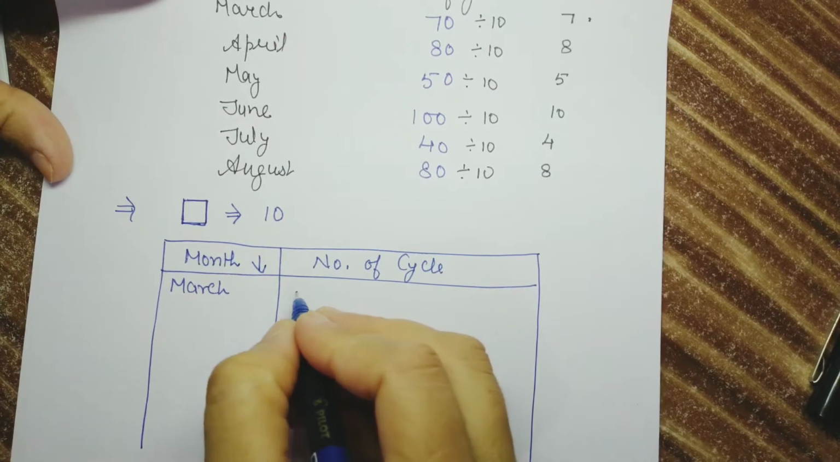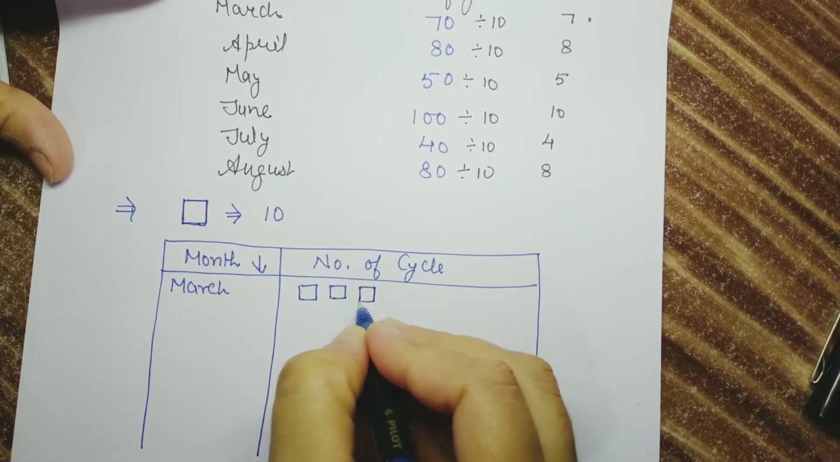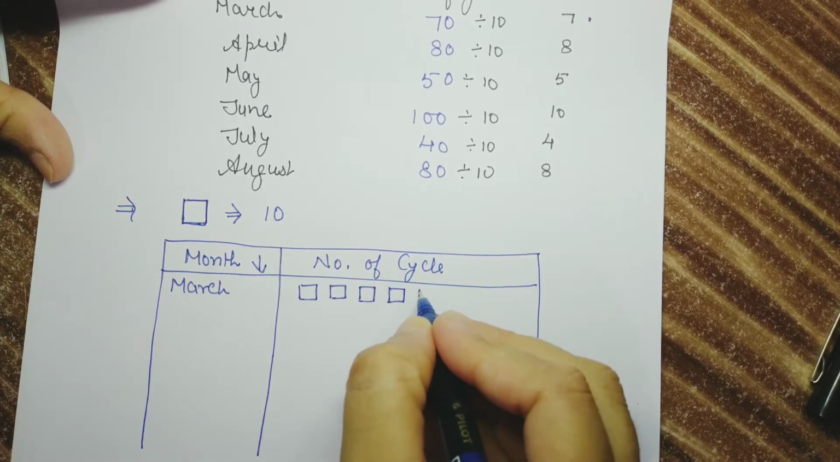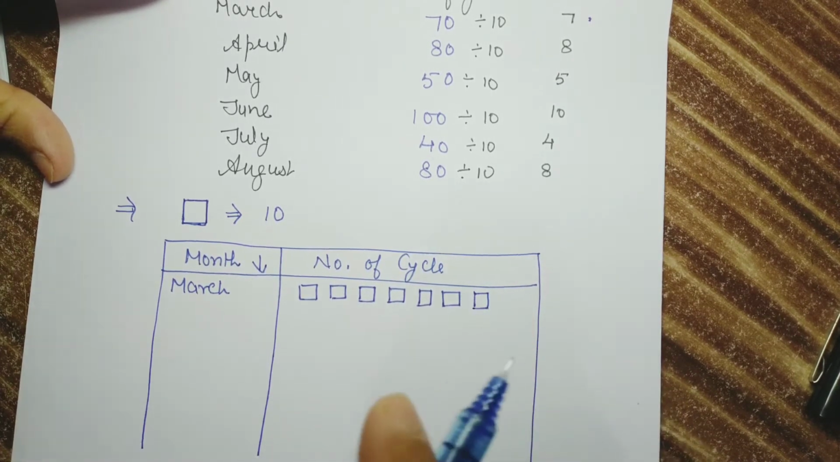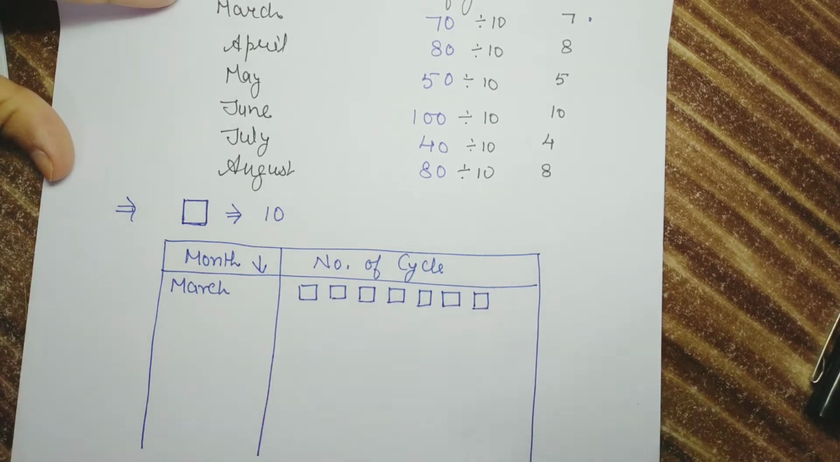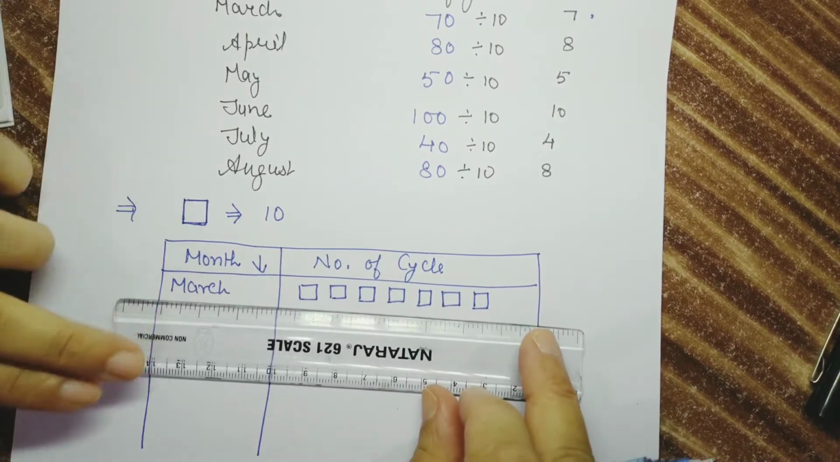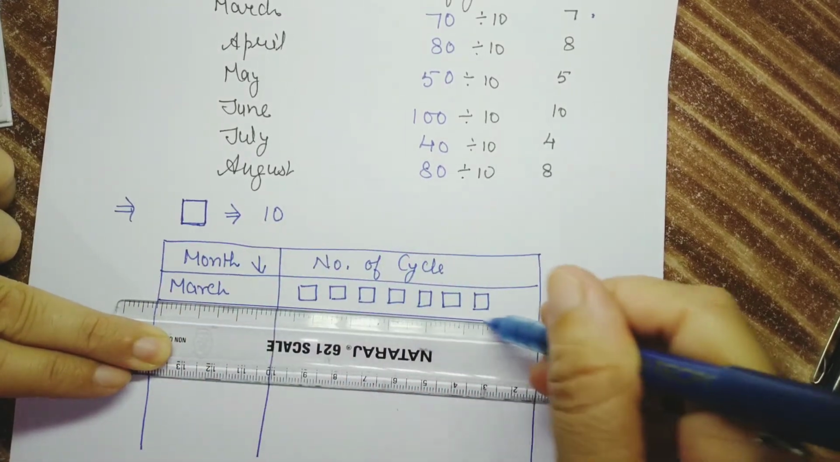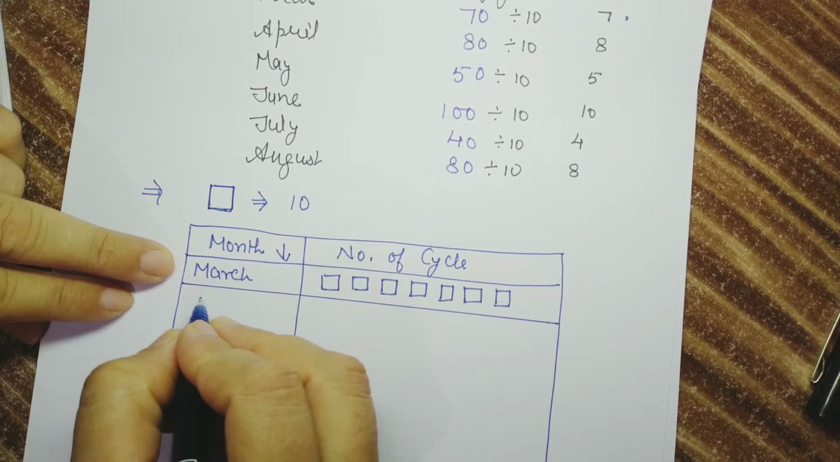In March month they sold 70 cycles. That means 7 pictures we have to draw. 1, 2, 3, 4, 5, 6 and 7. Okay students, now after the 7 pictures we have completed the first one, March month, and then we close this one by this line. Now after March, the next month is April.